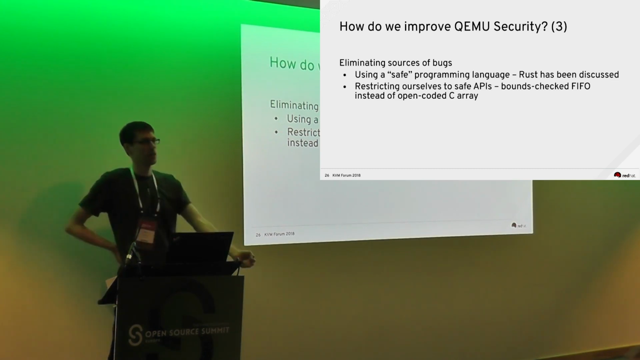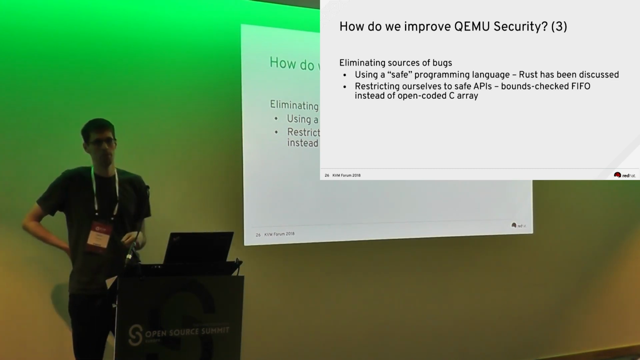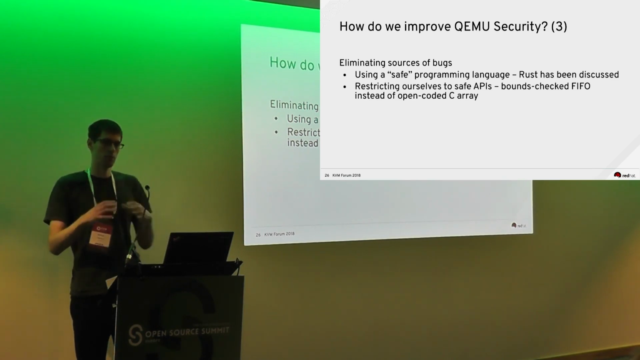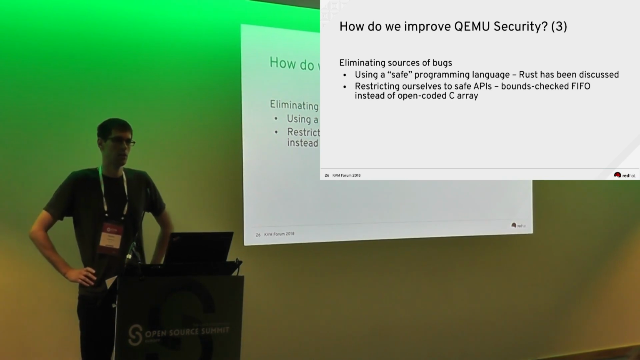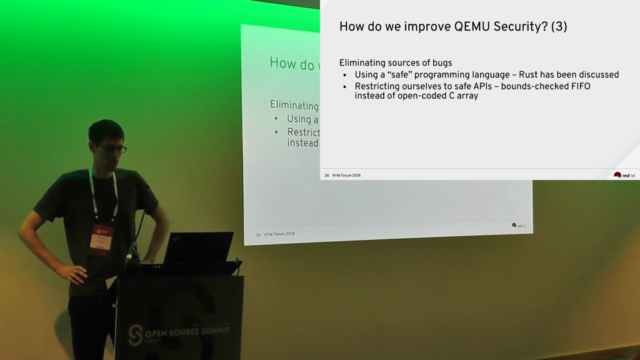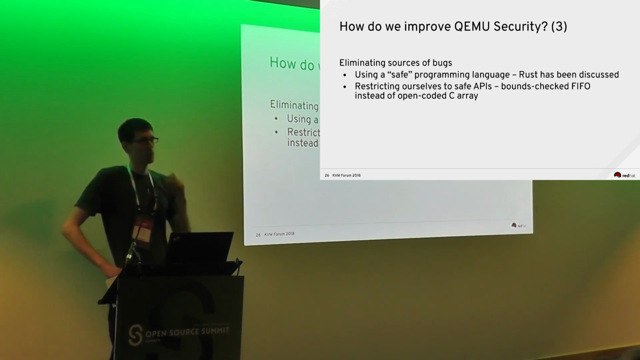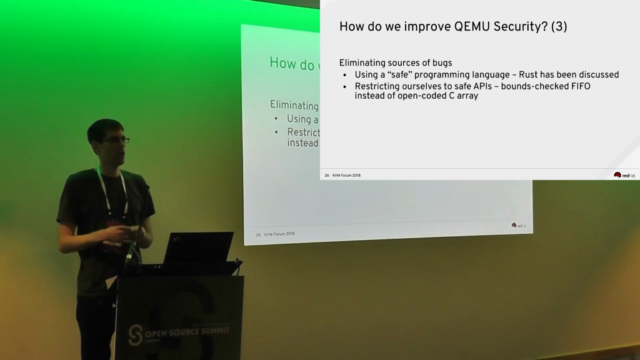Maybe the way to attack it is for us to start using the new language on new features, new processes that are separate from the original QEMU binary. Something we can do, though, which is a lot less impact and which will help, is to maybe restrict ourselves a little bit and not open code stuff in C when it's dangerous to do so.